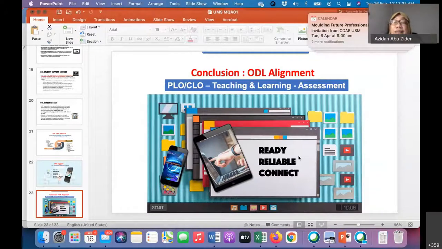60% of the courses in the program. Okay, 60% is for the program. Meaning that if in the program you have 100 courses, 60 out of 100 courses need to be offered via ODL. The rest can be done face to face.